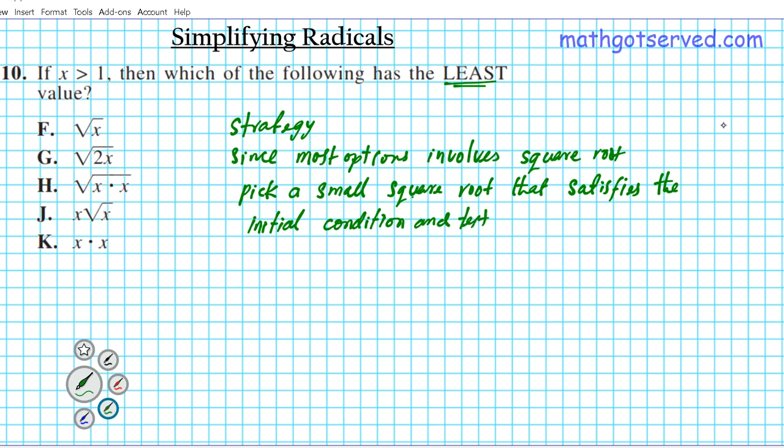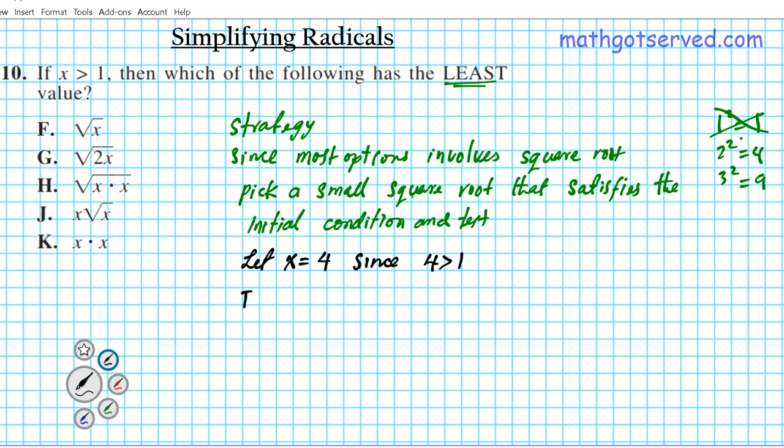So what's a good candidate here? We have a lot of perfect squares. 1 squared is 1, 2 squared is 4, 3 squared is 9, and the list goes on and on. But we're looking for x to be greater than 1. We have to use something that's bigger than 1, so we can't use this one. We can use 4. So we're going to let x be 4. Let x be our test dummy for this problem. Why? Since 4 is greater than 1 and it's a perfect square, it works nicely.